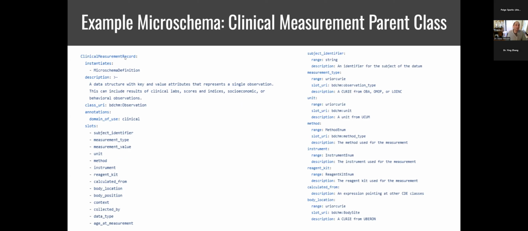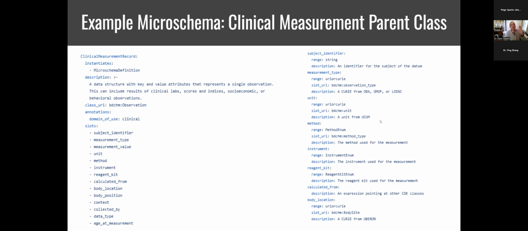So here we have a clinical measurement record instantiating a microschema definition. And I've set up here, if you remember, the microschema definition has a slot domain of use, and I've said that this is clinical, and then I've defined the following slots for a clinical measurement record. I haven't made anything required or anything like that, and the slots are all defined over here. So a subject identifier, an identifier for the subject of the datum. Measurement type is a URI or query, and then there's unit, method, instrument, and so on and so forth.